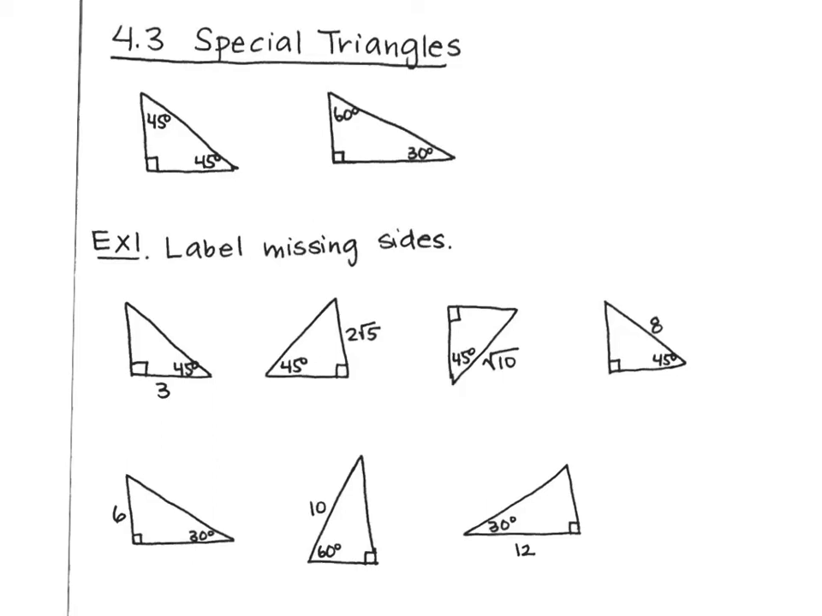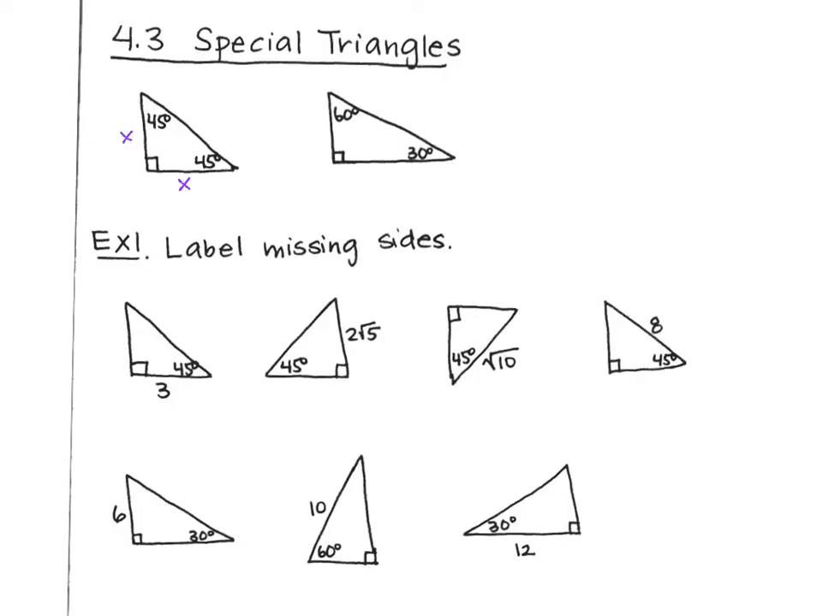For section 4.3, we're going to continue by reviewing special right triangles and then doing a little bit of right triangle applications using SOHCAHTOA. Okay, the two special right triangles are the 45, 45, 90 and the 30, 60, 90 triangle. Okay, the 45, 45, 90 is an isosceles triangle. So the two legs are congruent to each other.